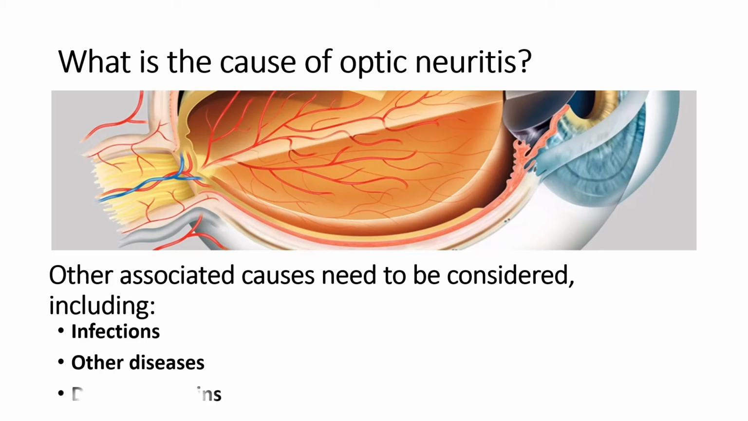And the last one is drug and toxin. Some drugs and toxin have been associated with the development of optic neuritis. Ethambutol, used to treat tuberculosis, and methanol, a common ingredient in antifreeze, paint and solvents, are associated with optic neuritis.